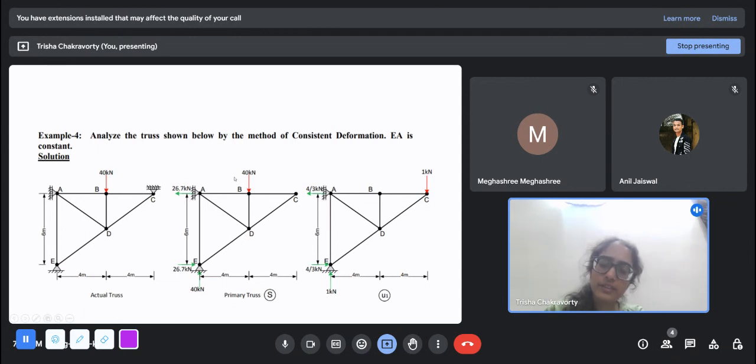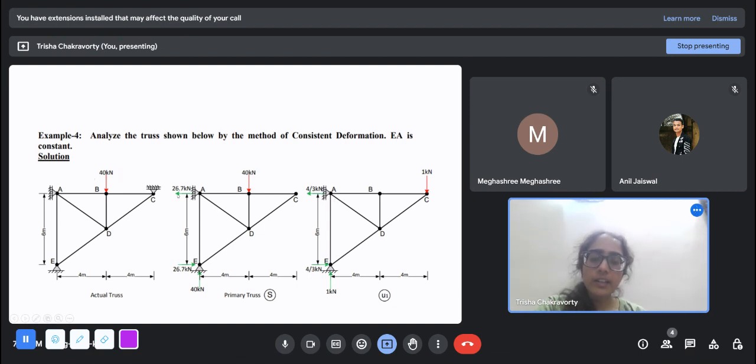We draw this truss, and in this there will be only U1. There will not be any U2 because there is only 1 degree of indeterminacy. We will put a unit load here, a unit load in this direction. I mean, we are assuming the force will be in this direction. So we are putting a 1 kilonewton here, and we have removed this 40 kilonewton.